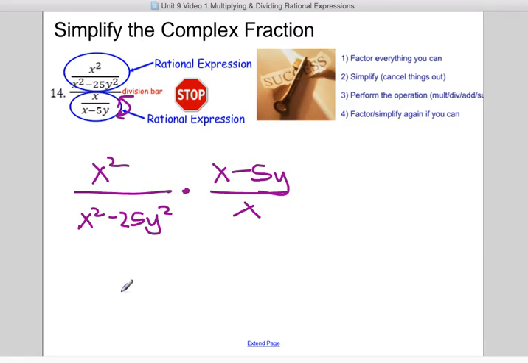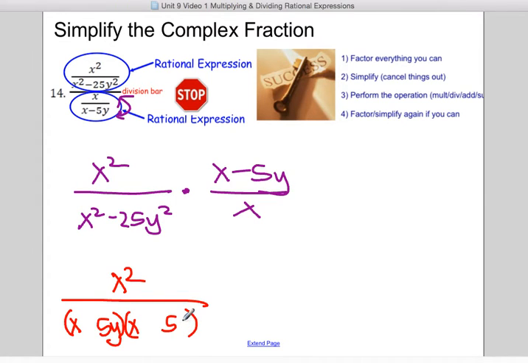So we're going to factor, so I would have x squared over, okay, this one's a little tricky. The square root of 25 is perfect and the square root of y squared is perfect. So it's a difference of perfect squares. We have x in the front. Square root of 25 is 5. Square root of y squared is y. Then we would always have a plus and minus times x minus 5y over x.